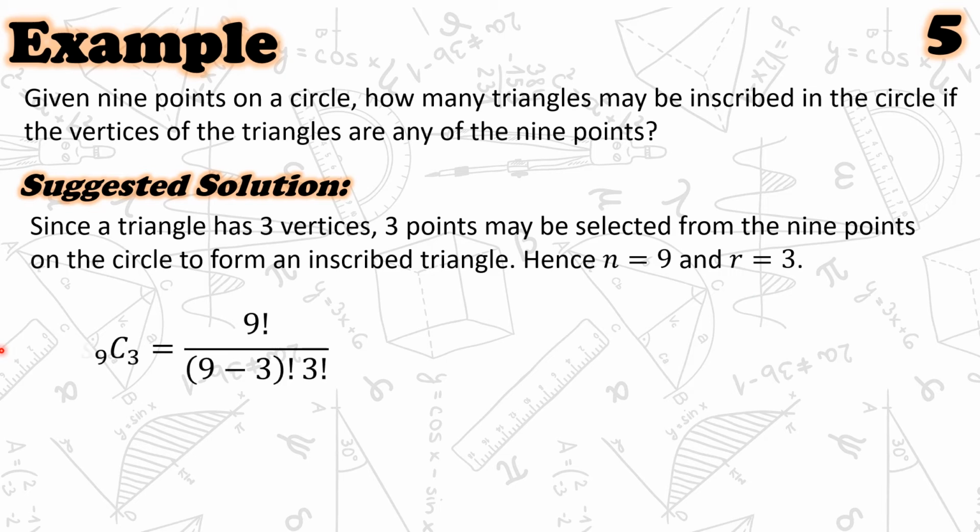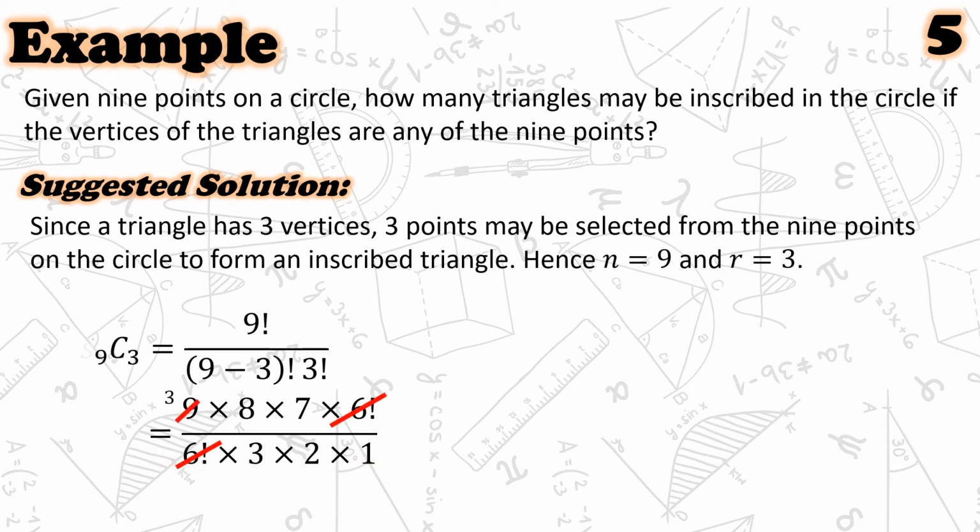So we have 9 choose 3 is equal to 9 factorial over (9 minus 3) factorial times 3 factorial. We expand 9 factorial until 6 factorial because (9 minus 3) factorial in the denominator is 6 factorial. Then 3 factorial is 3 times 2 times 1. 6 factorial over 6 factorial is equal to 1.